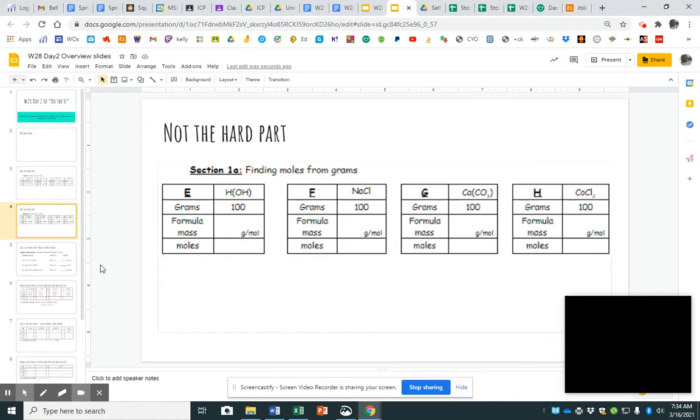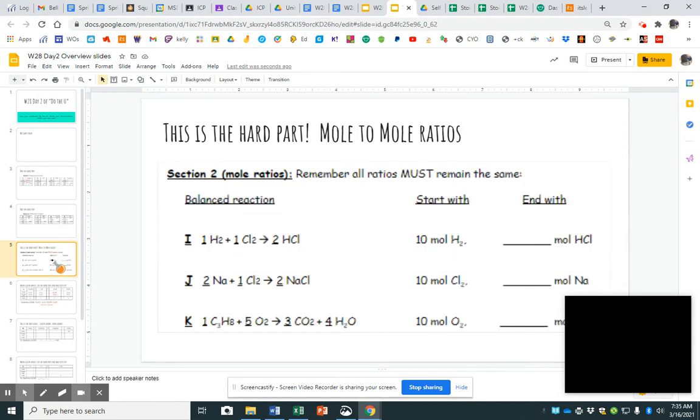Right? The next part is the mole to mole ratio part. This is the hard part. This is the part that is different than anything else. And I think you'll see that right now.